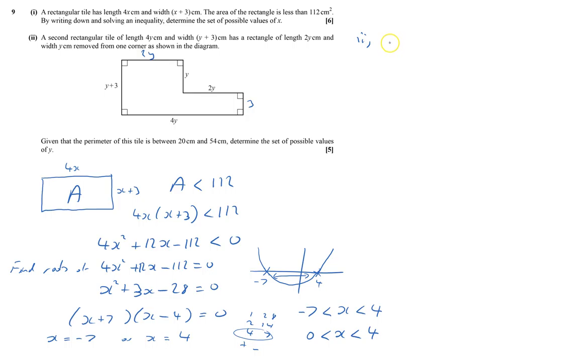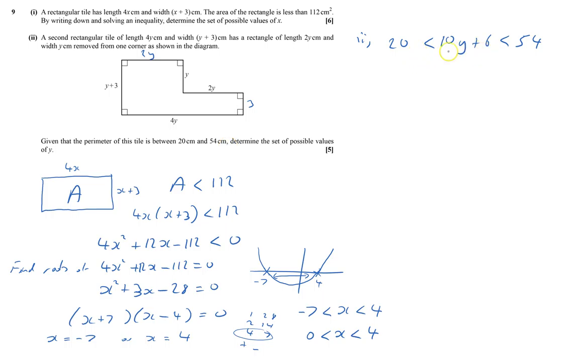It says that 20 is less than the perimeter, which is, how many y's have we got? 2, 3, 4, 5, 9, 10 y's, and plus 3, plus 6, and that's got to be less than 54. Technically speaking, it's between those, so it can't be equal to them, because that wouldn't be between.